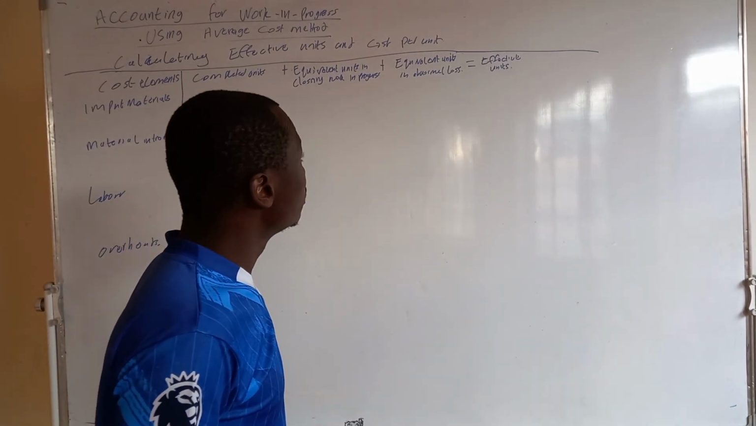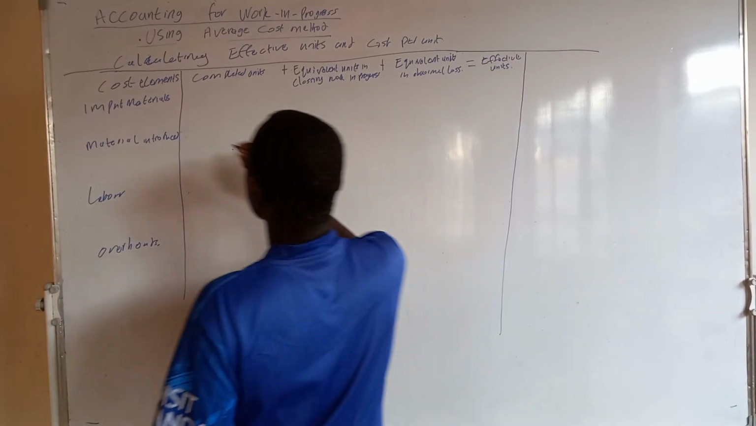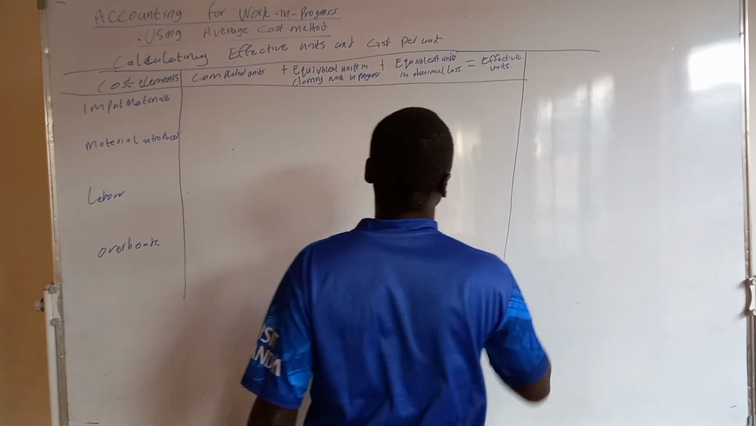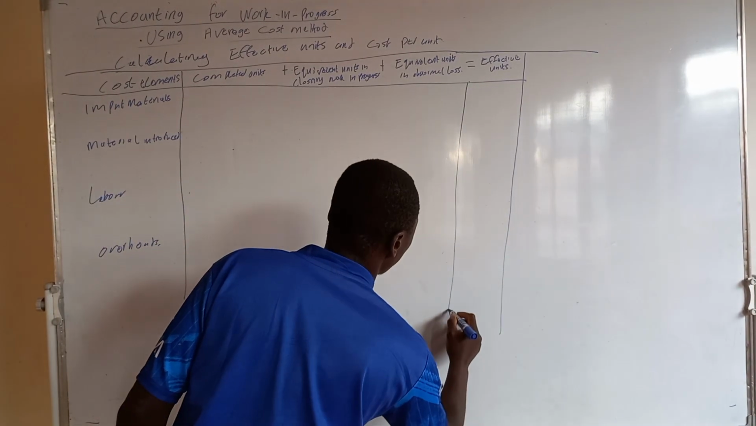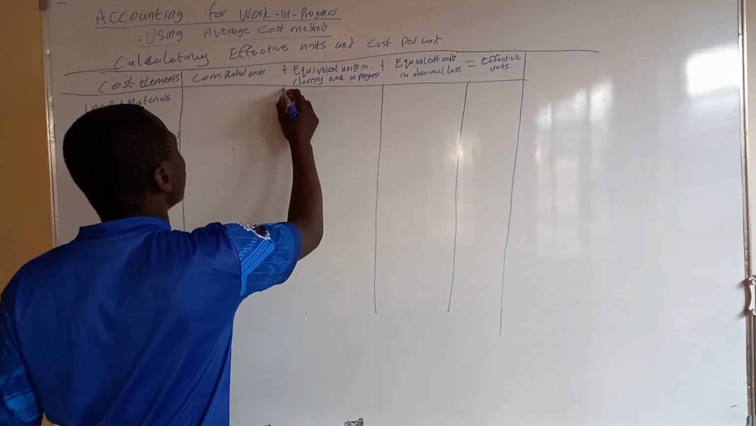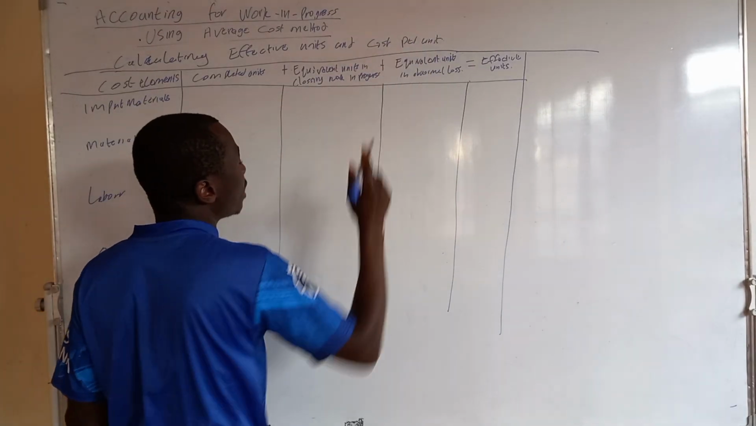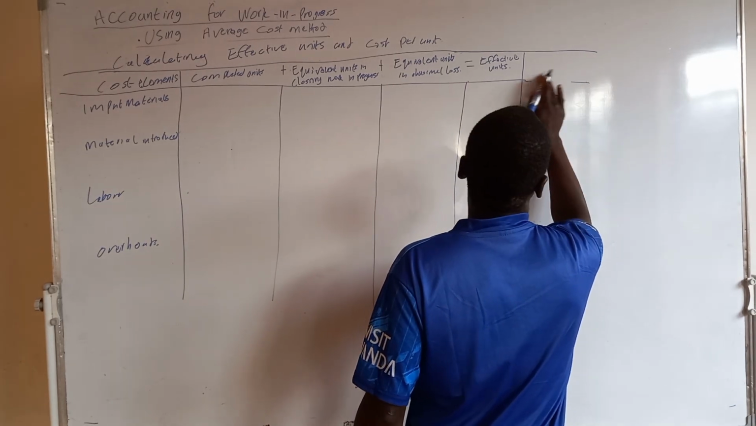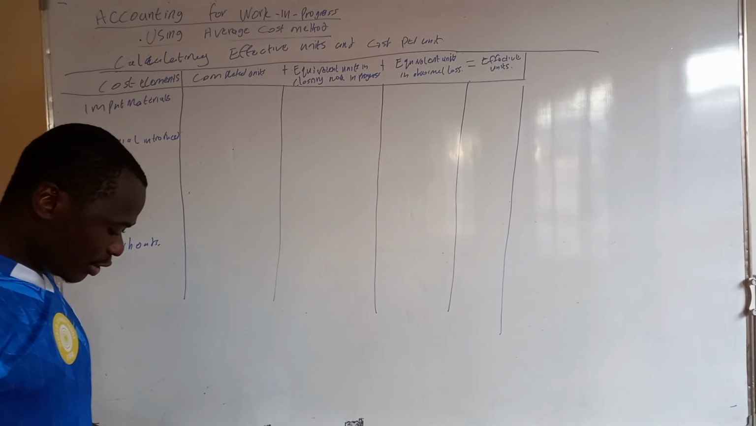Now, we close. Okay? Let us do the ruling just to ensure that we are organized. Then, we go to the cost per unit part. Now we want to find the cost per unit. How do we find the cost per unit?